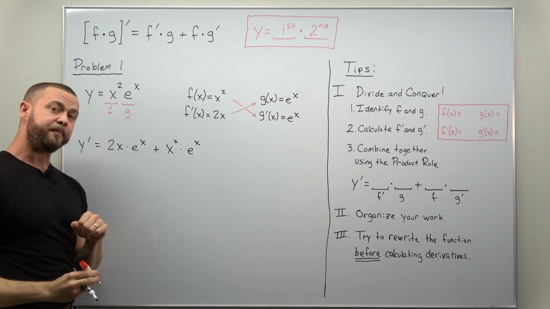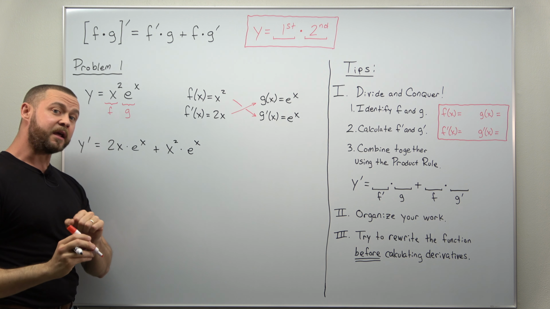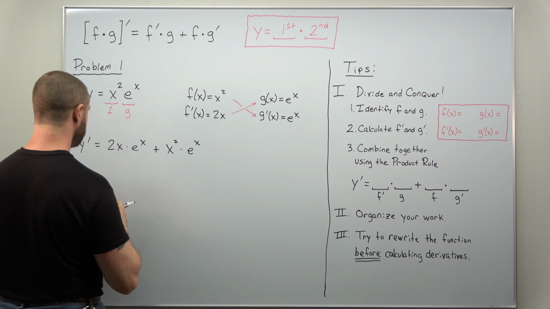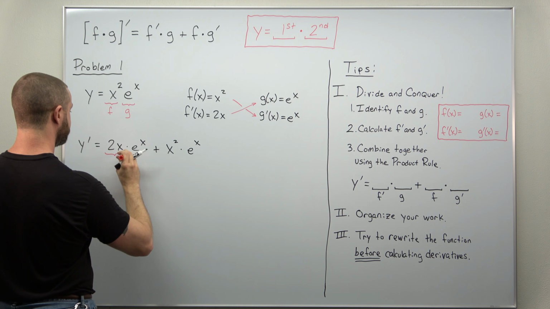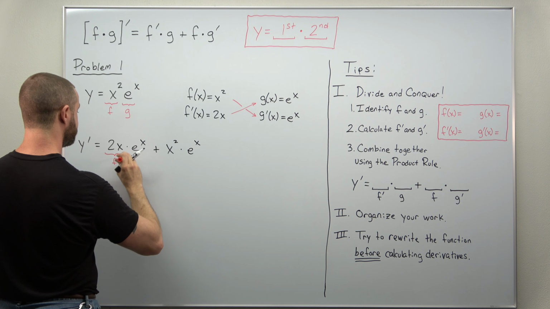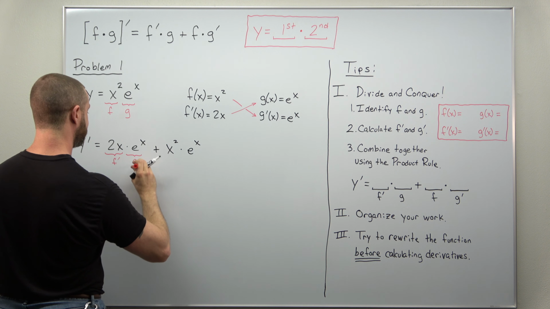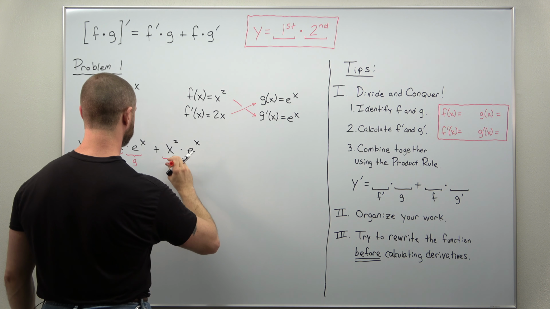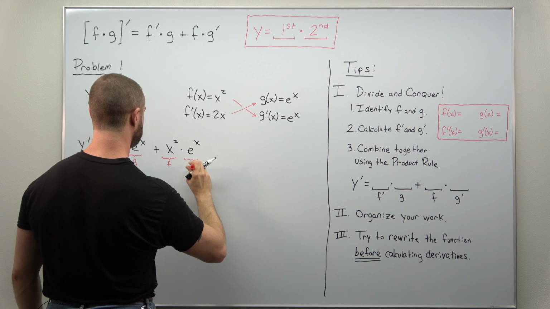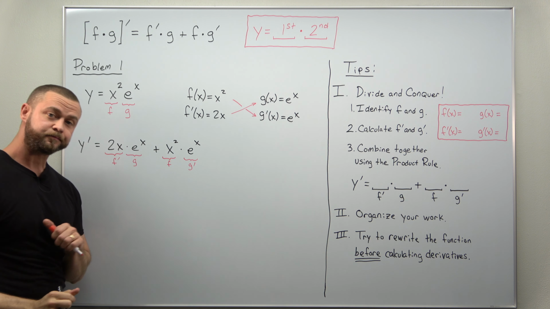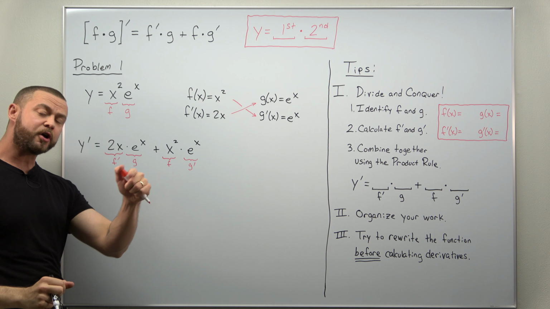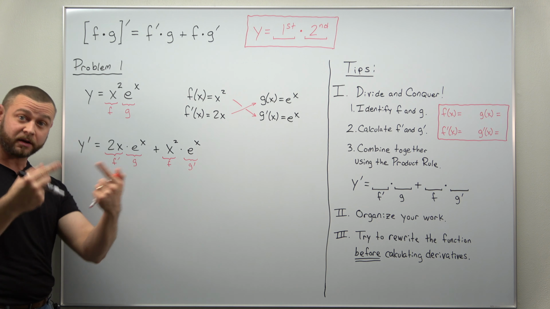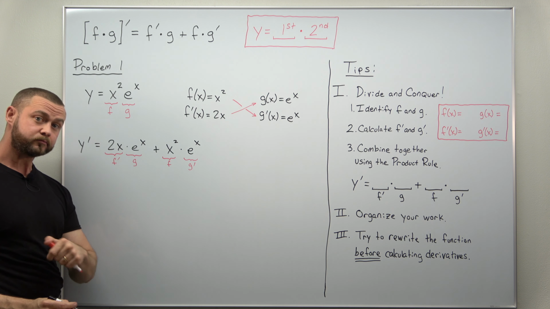And that's basically it. Now, in the beginning of my Calculus 1 course, I always like to write the terms below there. So here, 2x, that's f prime. e to the x, that's g. And this product, that's f times g prime. You don't have to do that as you're going through problems, but I find it helps my students understand how to apply the product rule.